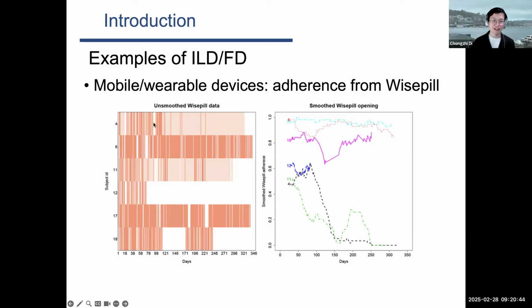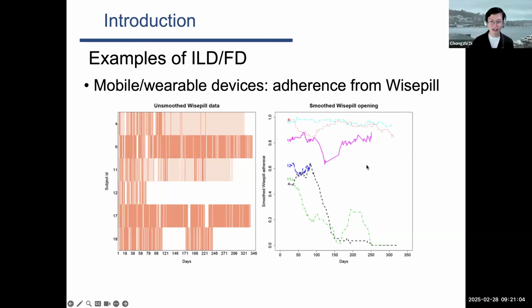White means they did not open the bottle at all. The light shade means they opened it 1 time. The darker shade means they opened it 2 times per day. So again, in this example, everybody has measurements for up to 1 year. This is another example of these intensive measurements.